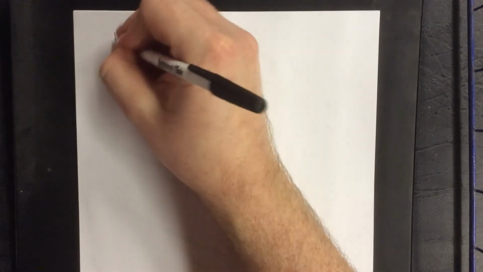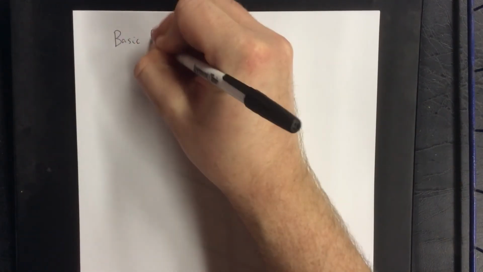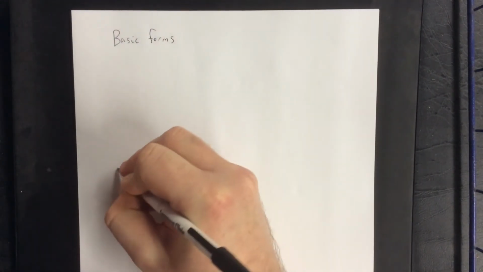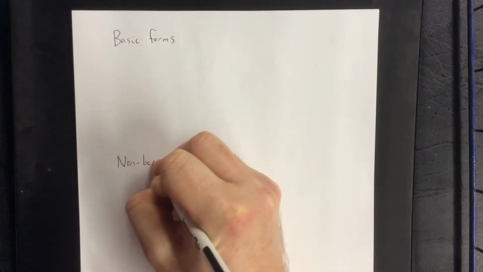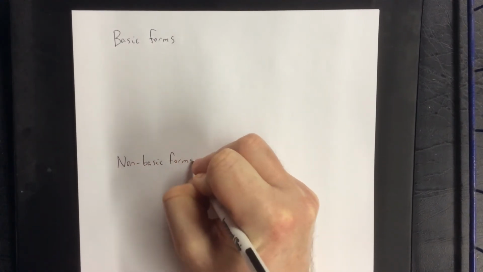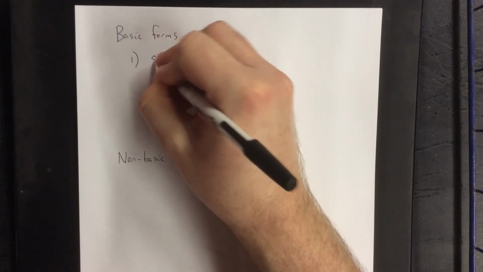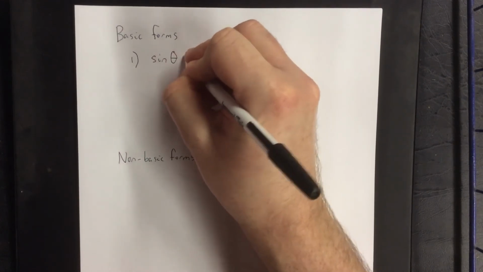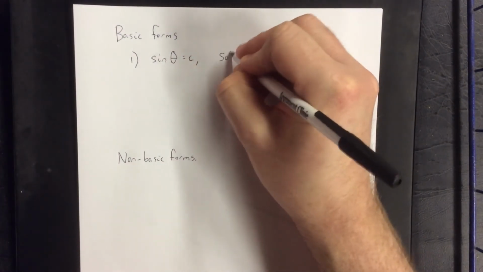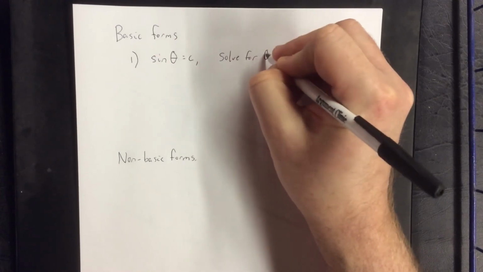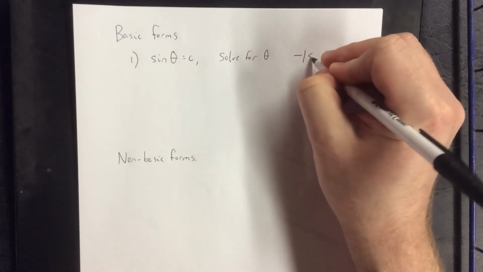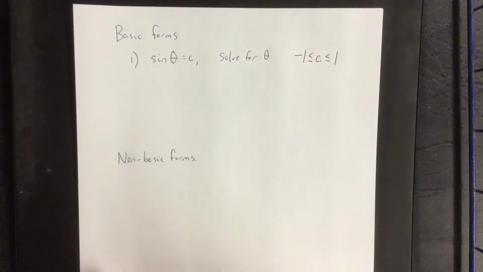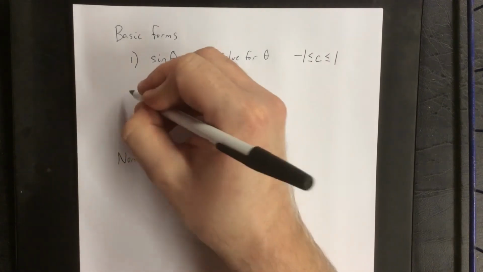Now, of the trigonometric equations, there are two different types. There are going to be basic forms, and there are going to be non-basic forms. For the basic forms, there will be exactly three types. The sine of theta is equal to a constant, where we're trying to solve for theta. Additionally, because of the range of the sine function, it will be necessary that the ratio that it's equal to is equal to something between -1 and +1.